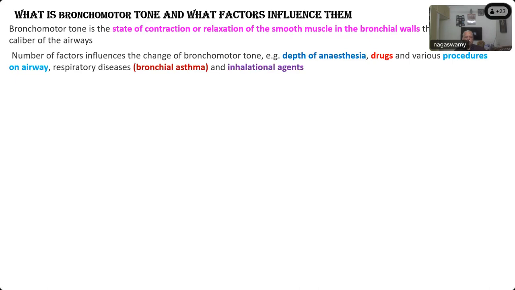A number of factors influence the change of bronchomotor tone. For example, depth of anesthesia. So will deeper anesthesia produce dilatation or constriction? Dilatation.